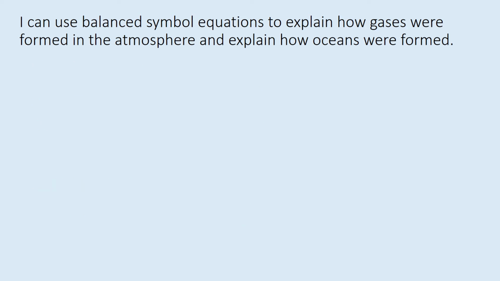Right, so we're now going to look at actually how these gases were formed in the atmosphere and how the oceans were formed. Now, in terms of the balanced simple equations, that might be a bit misleading, I guess, because it's pretty straightforward, the first little bit. The oceans formed due to the condensation of water vapor. So condensation, of course, because as the Earth cooled, it cooled below 100 degrees and that water will have condensed and formed the oceans.